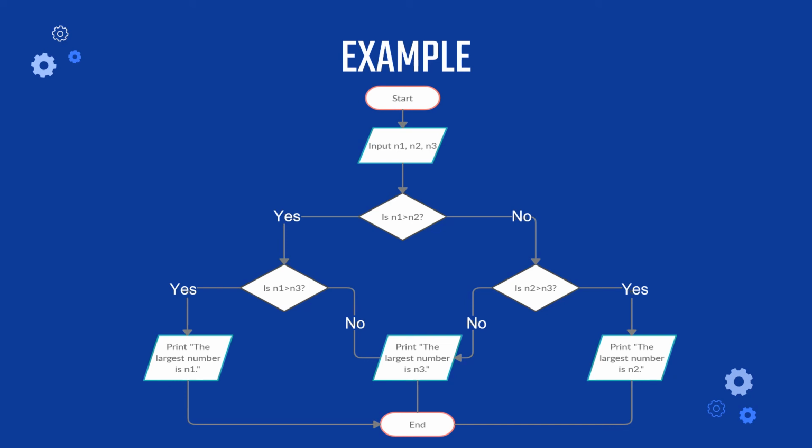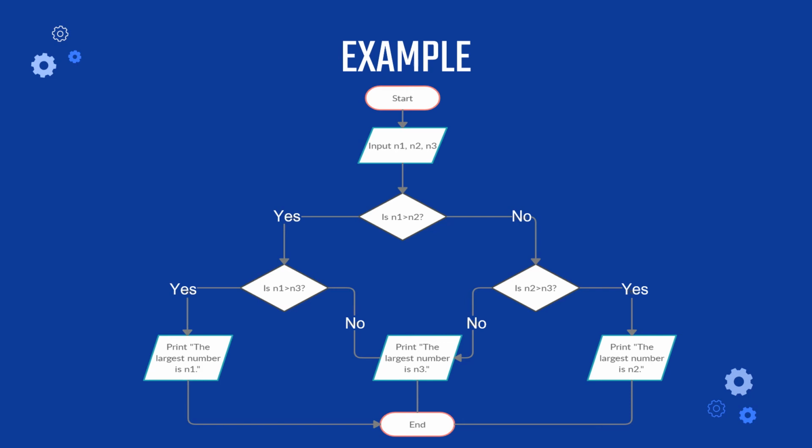Kapag mas mataas nga si N1 kaysa kay N2, magtatanong siya ulit. Kasi may natira pa tayo dito na 3, N3. Is N1 greater than N3? Kapag mas mataas nga si N1 or number 1 kay N3, magpiprint siya ng the largest number is N1. Pero kapag mas mataas si N3 kaysa kay N1, magpiprint siya ng the largest number is N3.